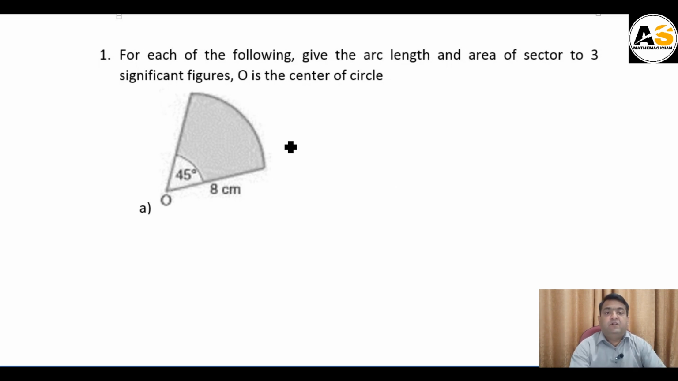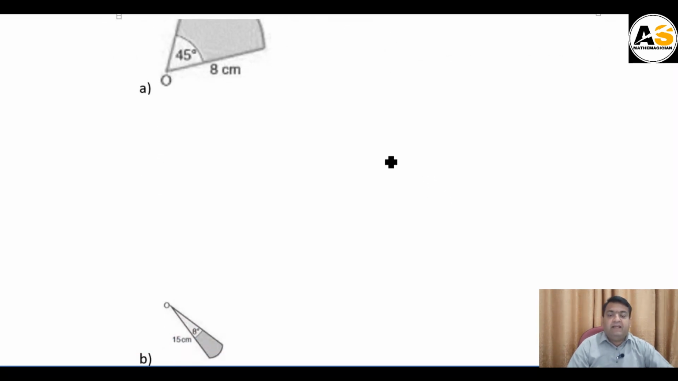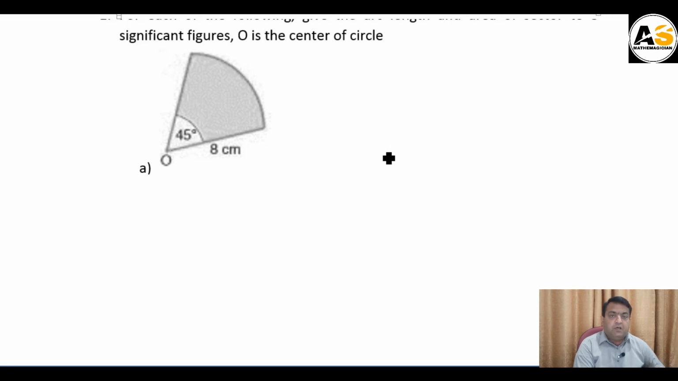In question number 1, we will solve several parts. In each part, we are given the central angle and radius. We have to find the arc length and area of sector up to 3 significant figures. Let us solve the first part. In the first part, we are given a figure in which the central angle is 45 degrees. Radius is 8 centimeter, and we have to find its arc length and area of sector.